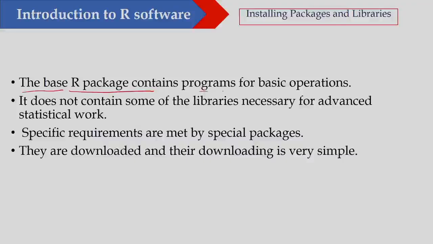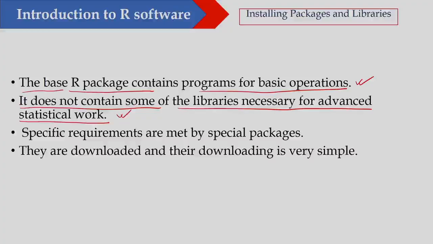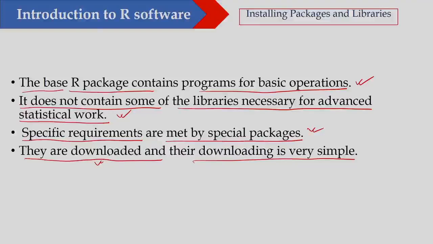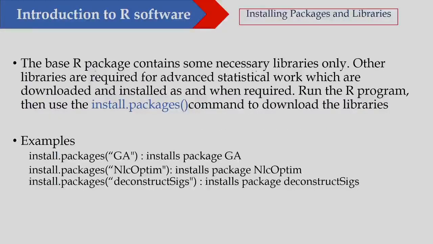So, the base R package contains programs of basic operations. As I have discussed, it contains only the basic operations, and you can write your own code. It does not contain some of the libraries necessary for advanced statistical work. Specific requirements are met by specific packages. They are downloaded, and downloading is very simple. I can download these packages and then install them. The base R package contains only some of the necessary libraries. Other libraries are required for advanced statistical work, which are downloaded and installed as and when required. Sometimes you need that, so at that time you can download it, install it, and run the R program, then use install.packages.